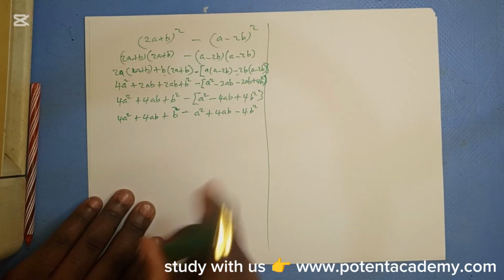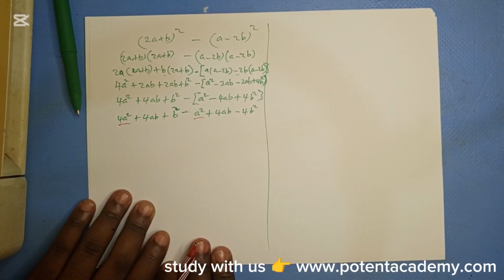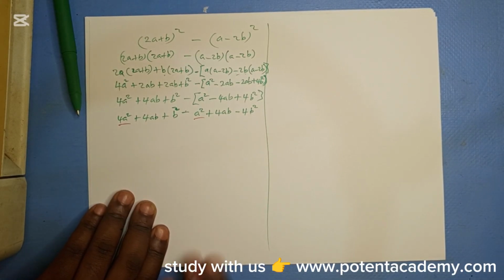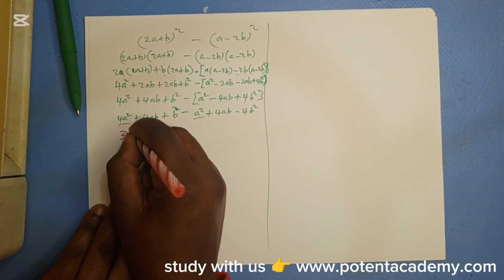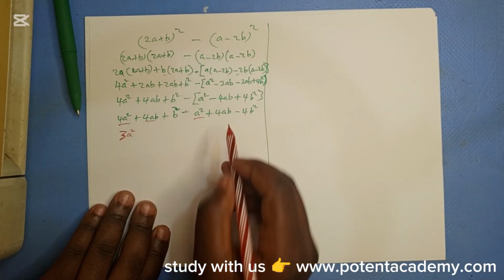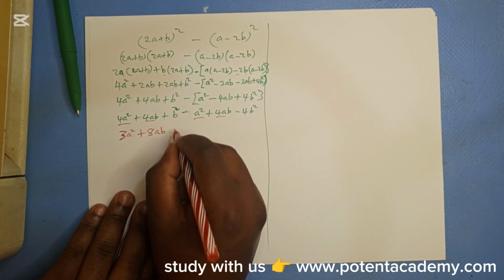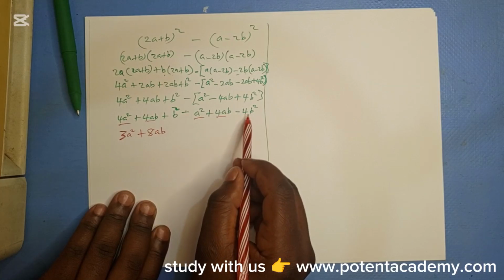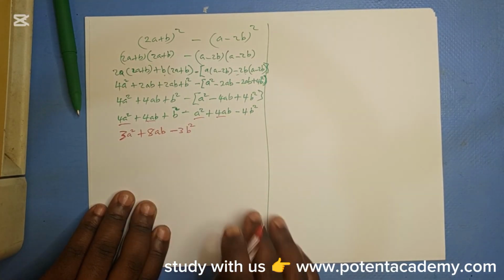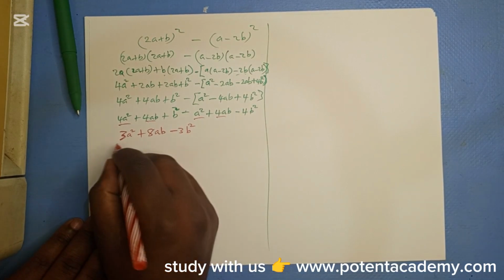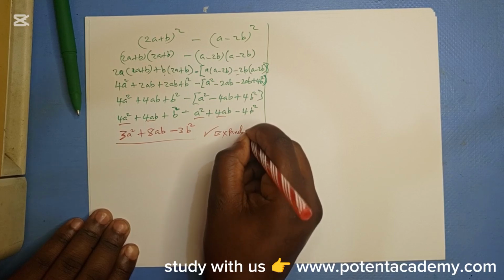Good. Now again put like terms together. You have 4a squared minus a squared, which will be 3a squared. 4ab plus 4ab should be 8ab. Then b squared minus 4b squared should be minus 3b squared. So you have expanded. This is the expanded form.